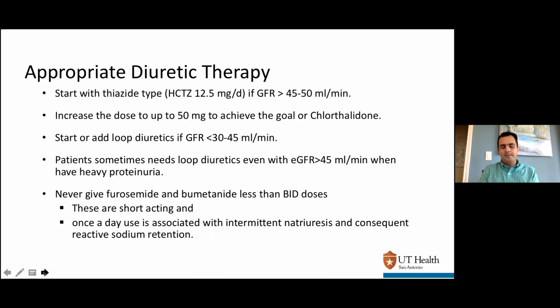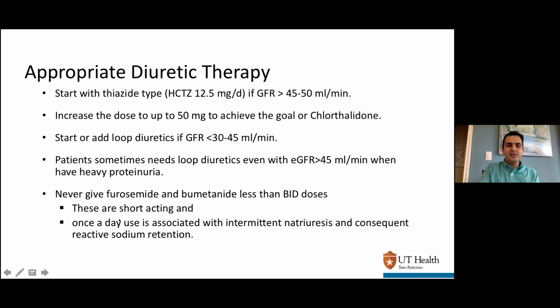So blood pressure, we talked about mainly focusing on the ACE and ARB for these patients for renal protection. But at the same time, we also need to use the appropriate diuretic therapy. We can start with thiazide for a GFR above 45 or 50, but once the GFR is less than 30, you really have to use loop diuretic.